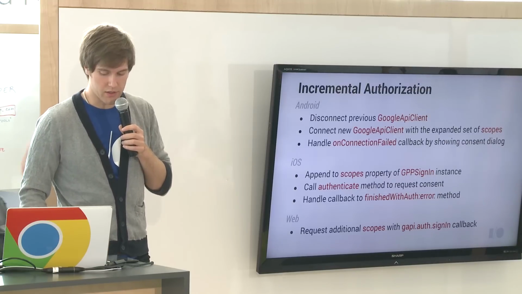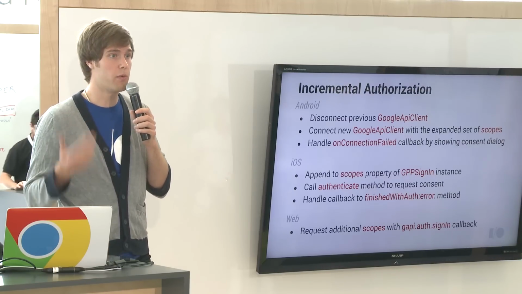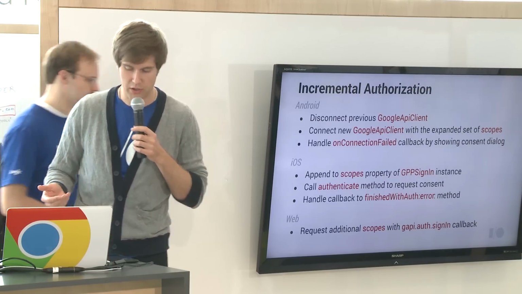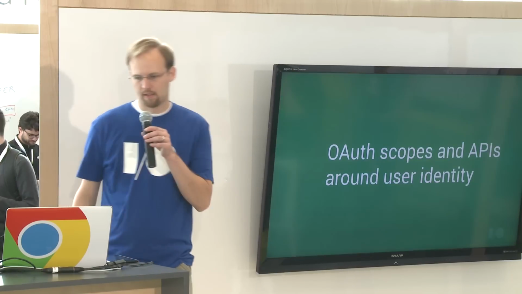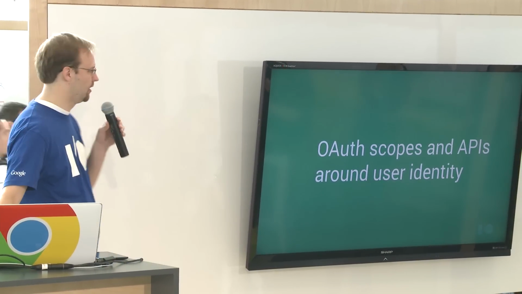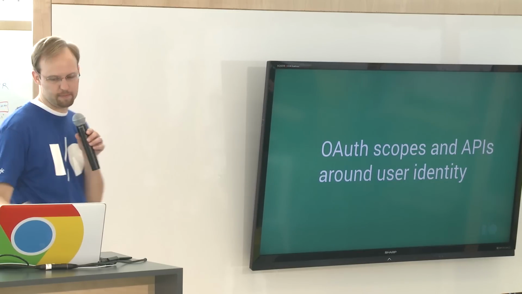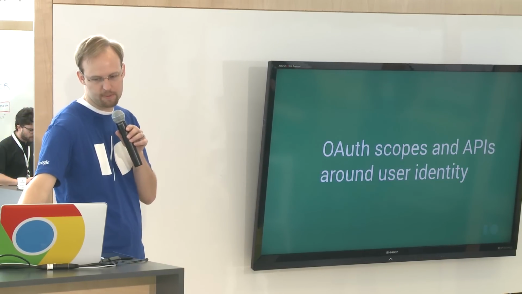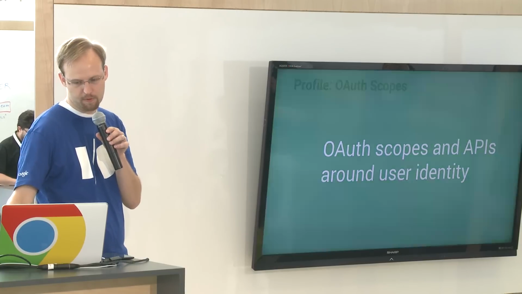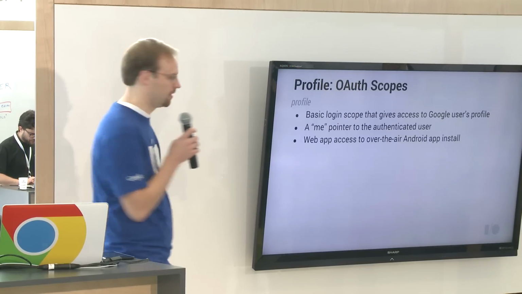OK, so Randy's going to talk to you a little bit about, now that we know how to implement the APIs, what you can actually do with them. In our earlier examples, we actually used the Google Plus login scope, but I'm going to show you some of the other scopes that you can use and what they get for you.